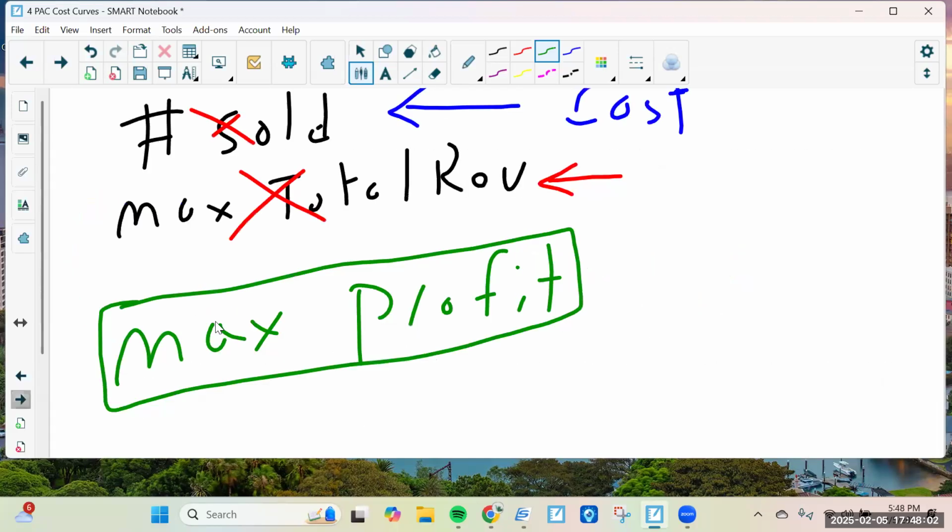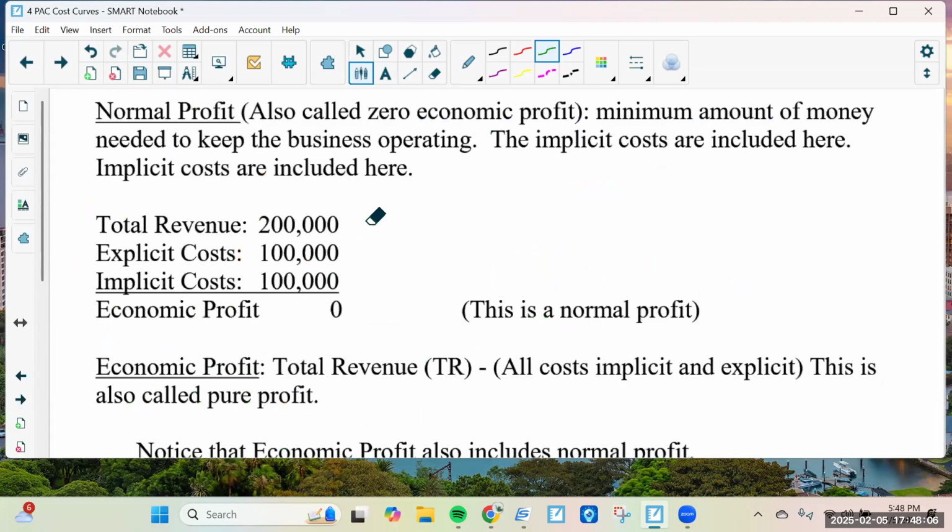So when you start to look at that, what we want to then do is look at this concept of what we call a normal profit versus an economic profit versus what we're going to see in a minute, an economic loss. Okay, so a normal profit in economics, we have two names for this. We have normal profit and we have zero economic profit.